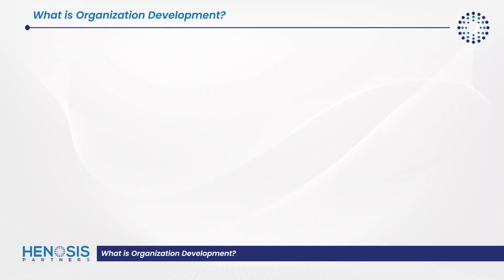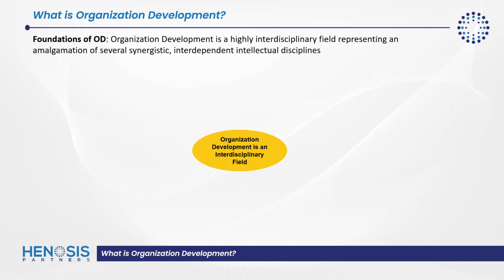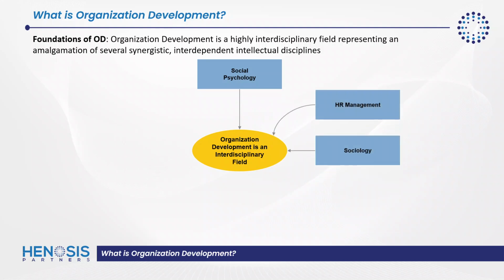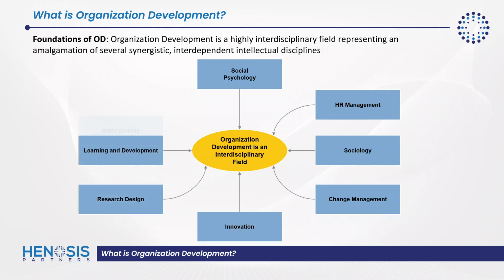Now, another way to define organization development is to consider its foundations, its origins. It's important to know that organization development is a highly interdisciplinary field representing an amalgamation of several synergistic, interdependent intellectual disciplines. Disciplines such as social psychology, HR management, sociology, change management, innovation, research and design, learning and development, and even anthropology. And in a way, these just scratch the surface in terms of the intellectual disciplines that influenced and shaped organization development as it is today.